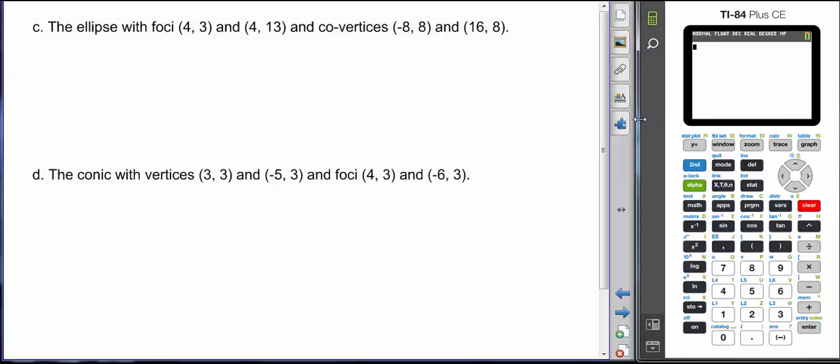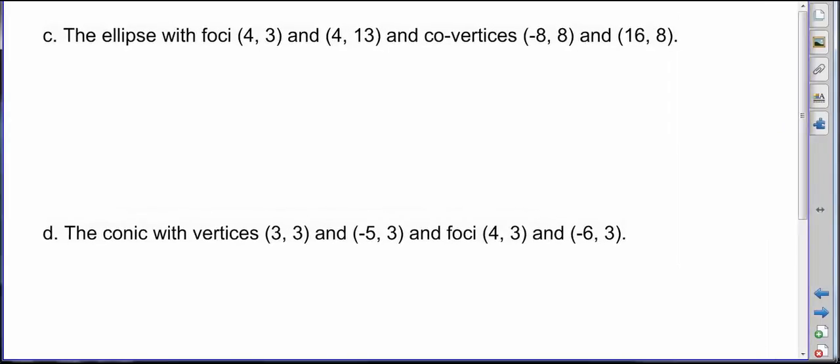All right, we're now to our last two questions today. I'm going to go ahead and stretch this screen out a little bit so I have more space. I'm not going to use the calculator on these anyway. So here we go. We have an ellipse with the given foci and co-vertices.